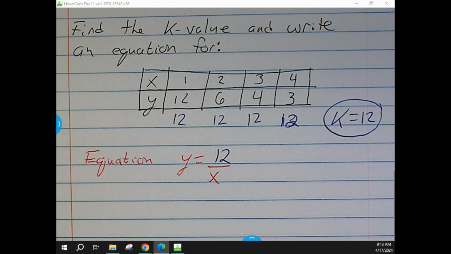All right, so there's your basics on inverse variation. That's just the parts of it. And go ahead and I'll show you the next one.